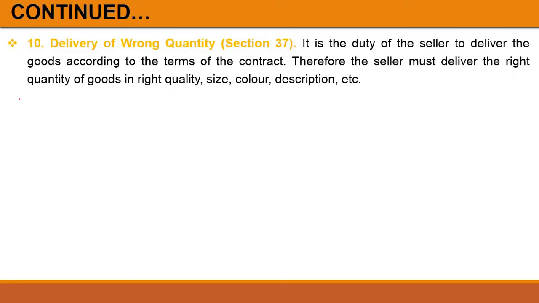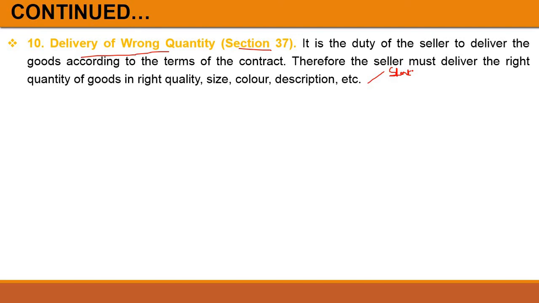Next point is delivery of the wrong quantity. If wrong quantity has been delivered by the seller to the buyer, section 37 deals with this. This section says that it is the duty of the seller to deliver the right kind, right type, right quality, right quantity of the goods. But in case he delivers a wrong quantity, then what to do? In that case, you will see whether the goods, there can be three cases here. The goods can be of short delivery.